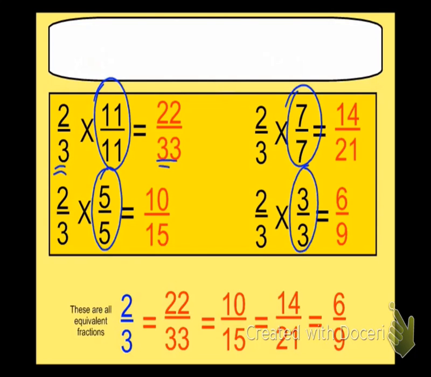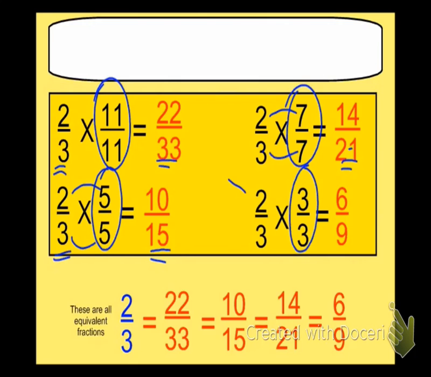2/3 is equal to 22/33. 2/3 is equal to 14/21. 2 times 7 is 14. 3 times 7 is 21. These are equivalent fractions. If you multiply 2 times 5 and get 10, 3 times 5 and get 15, 2/3 and 10/15 are equivalent fractions.